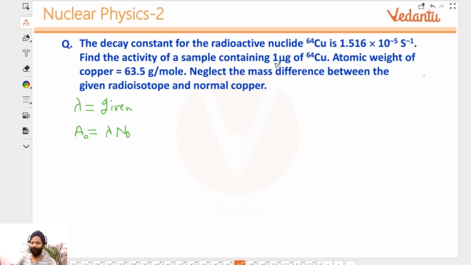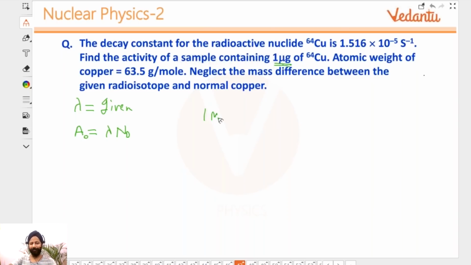So a sample of 1 microgram, right? So try to do that way. Atomic weight is also given, everything is given. It's so clear here. Okay, we'll do it together.